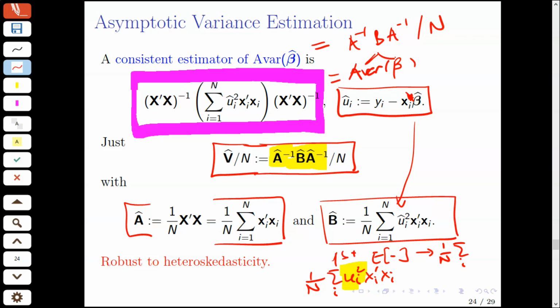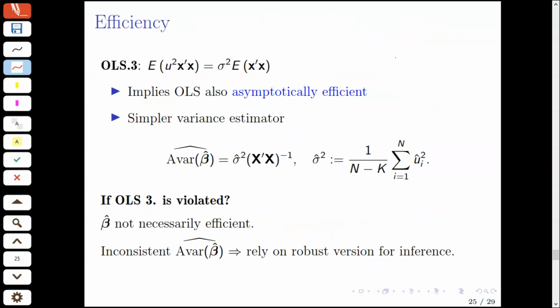Note here that this estimator can be shown to be consistent without any further assumptions, specifically without any assumptions regarding heteroscedasticity of the unobservable terms. So in that sense, it is robust to heteroscedasticity. However, if we are willing to make a homoscedasticity-like assumption, we can show the following.